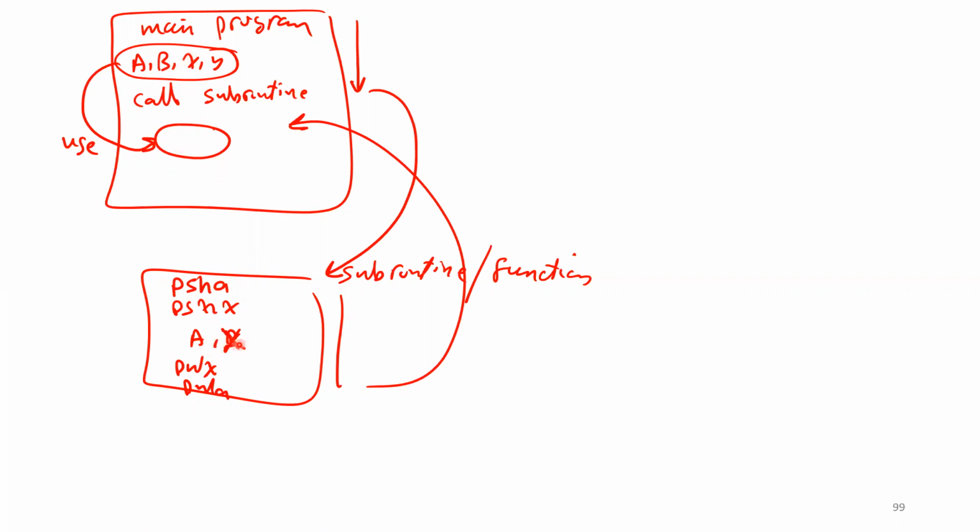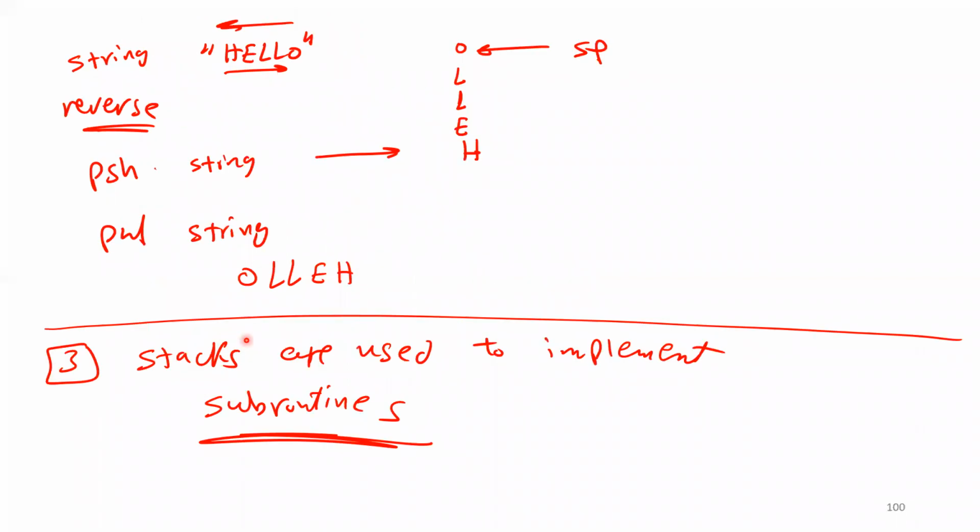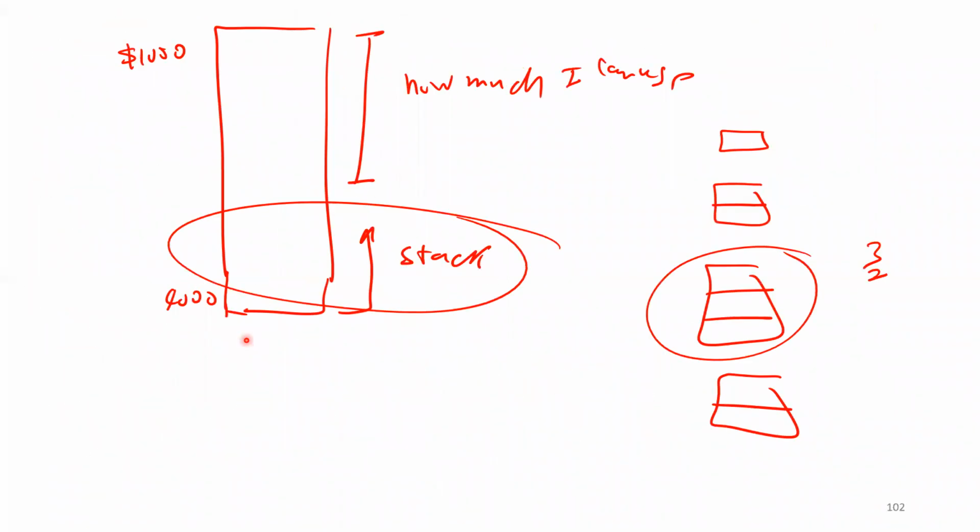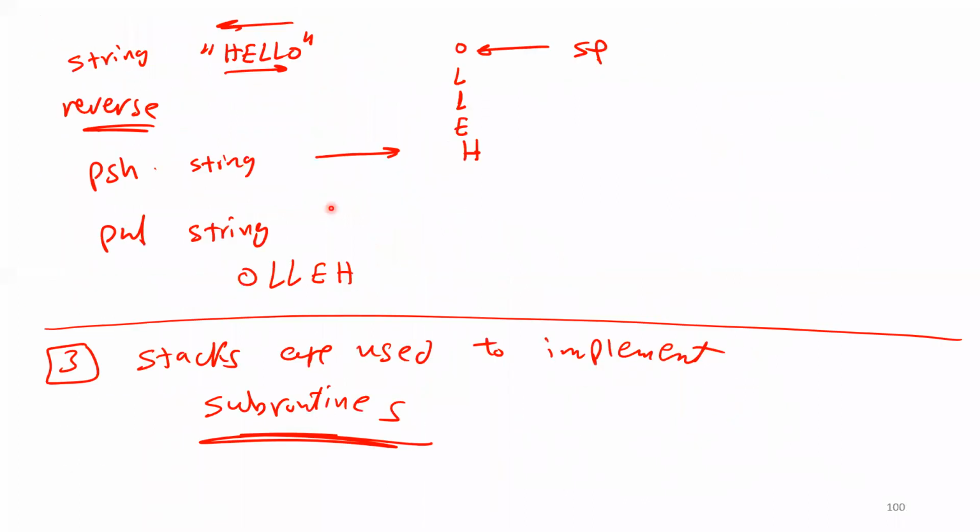Because you need to use A and X, for example, here inside the subroutine. Okay, guys? I will give you some examples for sure. I did that before. Also, I explained it.